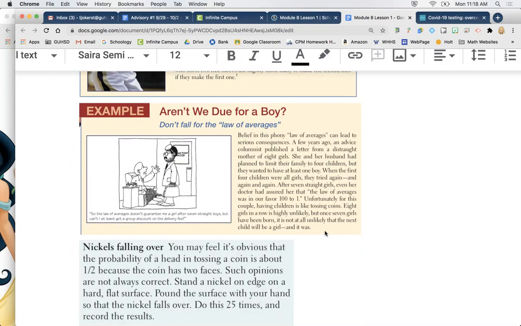After 7 straight girls, even her doctor had assured her that the law of averages was in her favor, 100 to 1. Unfortunately for this couple, having children is like a coin toss. 8 girls in a row is highly unlikely, but once 7 girls have been born, it's not any more likely that the next one will be a girl. You still have a 50% chance that that next child is going to be a girl. So it's that concept right there.